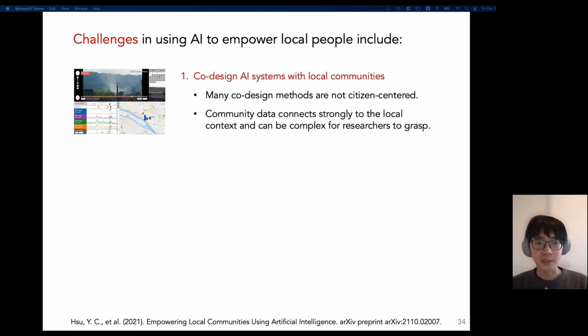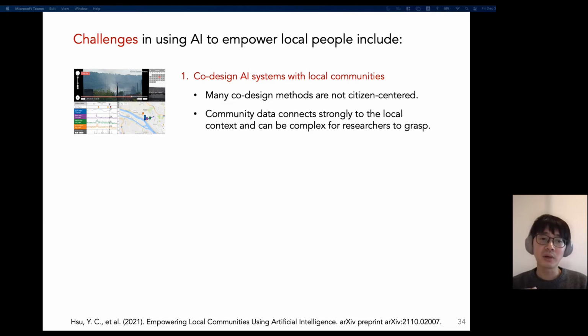The first challenge is in the co-design of systems with local people. During the time when I was working on designing systems with local people, I was doing research about different design methods. What I found is many co-design methods are not centered on citizens. They are centered on helping researchers understand the problem, but not on helping citizens. So I believe we need a new research method, or an adaptation of the current research methods, that is centered more on citizens.